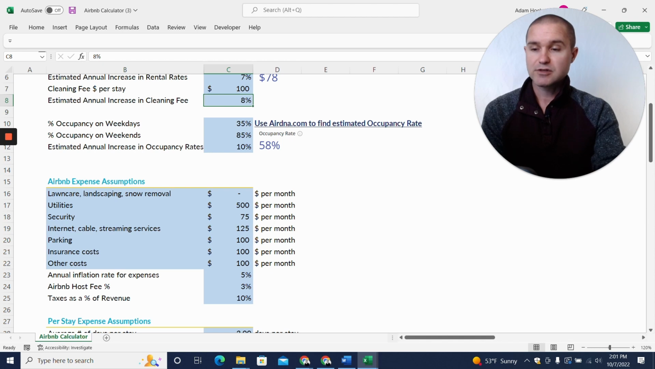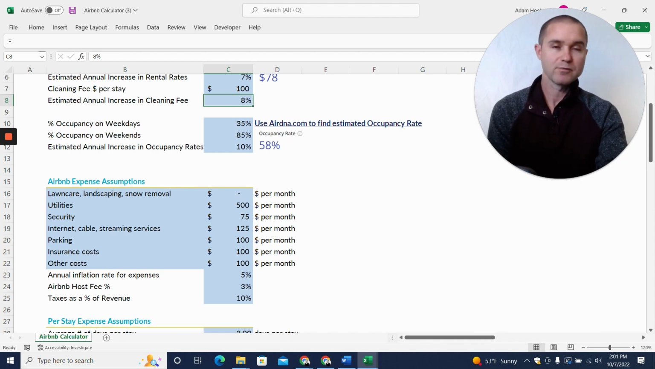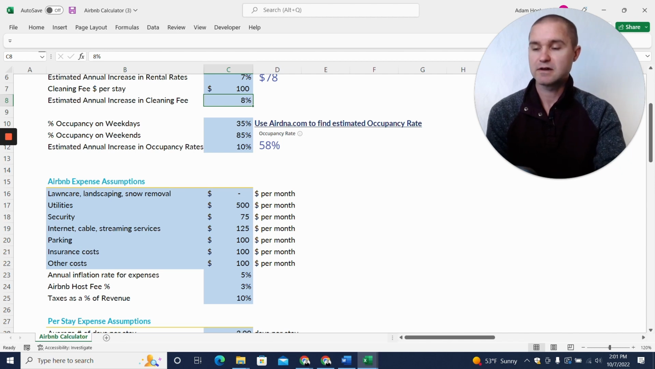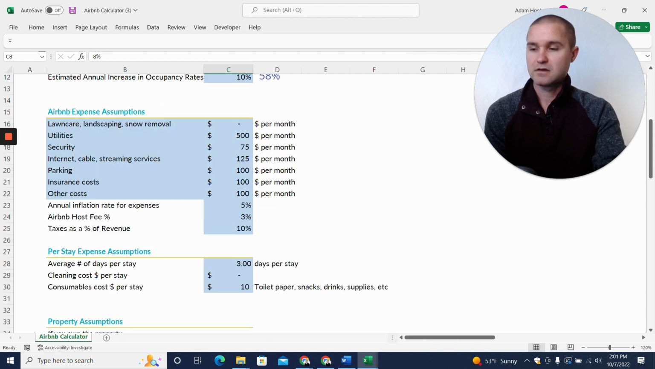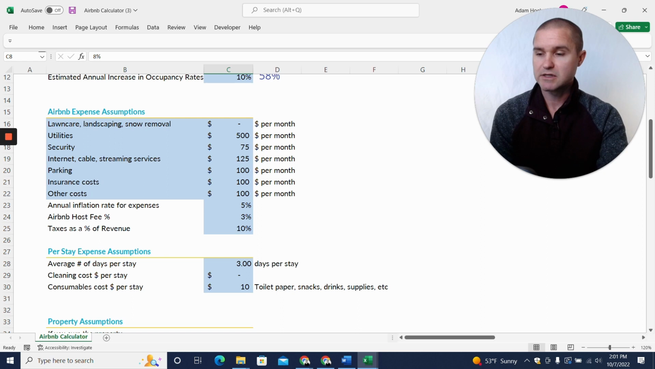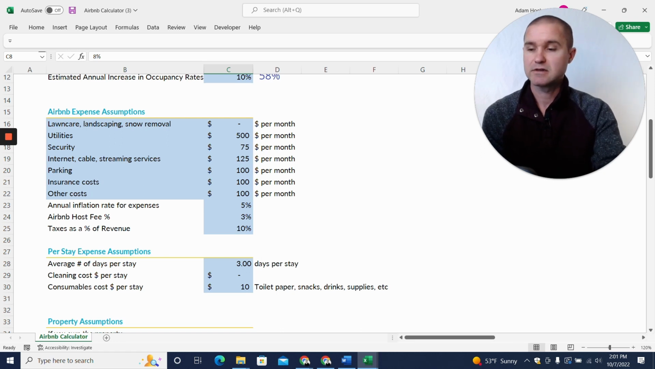Now we have occupancy. We found the average occupancy on AirDNA for a property that we're looking at was 58%. So we'll say 35% on the weekdays, 85% on the weekends for occupancy. And then in this first example, we're assuming a property management firm. They're going to take care of the lawn care, landscaping, snow removal. They're going to take care of all of that, but we'll still be responsible for utilities, the security system, internet, cable, streaming services, parking, insurance costs, and probably some other miscellaneous costs.